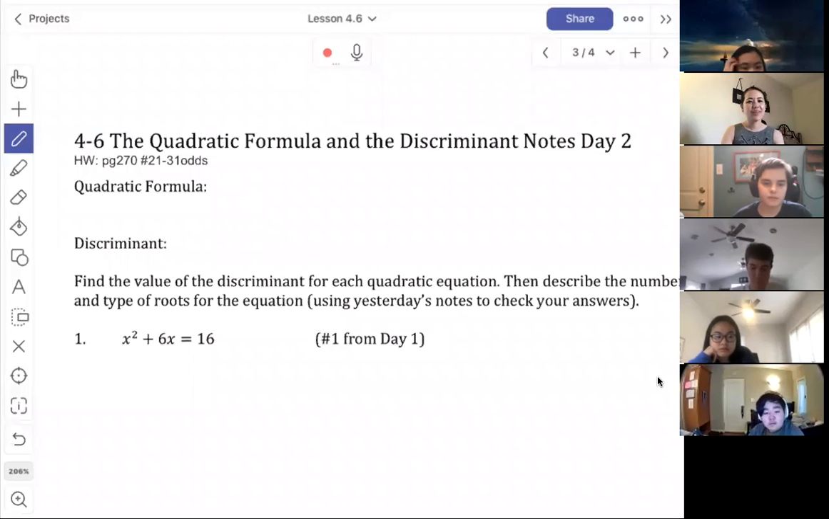Here we go. All right, so day 2, 4.6. Today we're going to focus on the discriminant. I'm going to teach you guys what that is, how to find the value of the discriminant, and then how to get meaning out of it, what it tells you about the solutions. If you have your notes from the previous lesson, we're going to refer to examples from that, so that would be helpful to have.